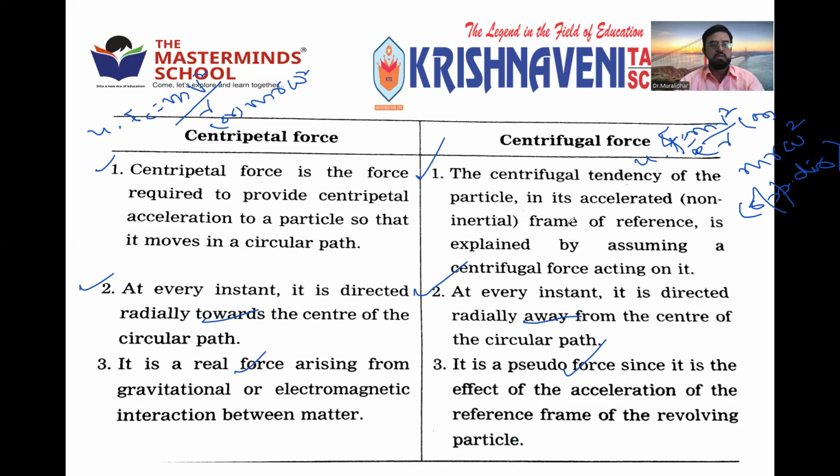So these two are very important types of forces. You can note down these 4 points in your notebook in the form of a table: centripetal force, centrifugal force. It is an out-of-textbook question. That is its answer. The first, second, third, and lastly the fourth point is the formula. Just note down: centripetal force is a force required to provide the centripetal acceleration to a particle so that it moves in a circular path.